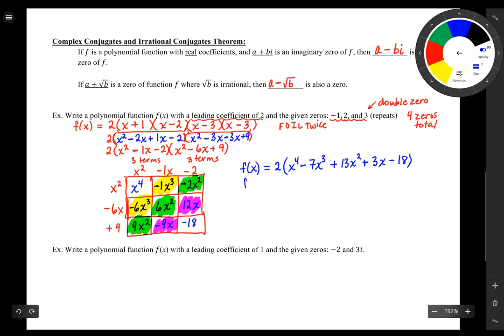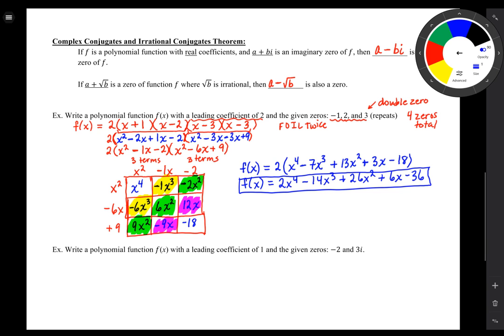Now, the last remaining step is multiply everything by 2. So distribute: 2x to the 4th minus 14x to the 3rd plus 26x to the 2nd plus 6x minus 36. And we just wrote a polynomial with a leading coefficient of 2. As you can see, it's out there, and it has the zeros.